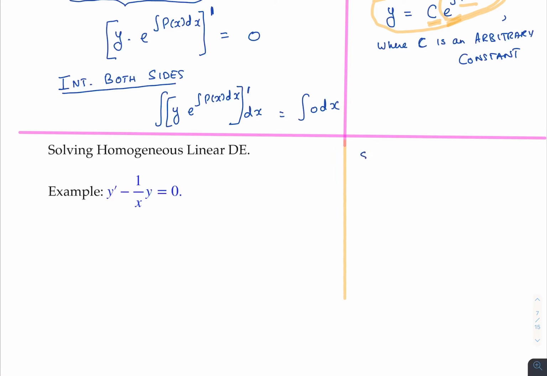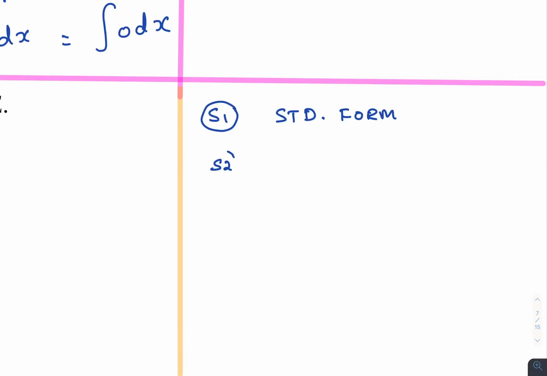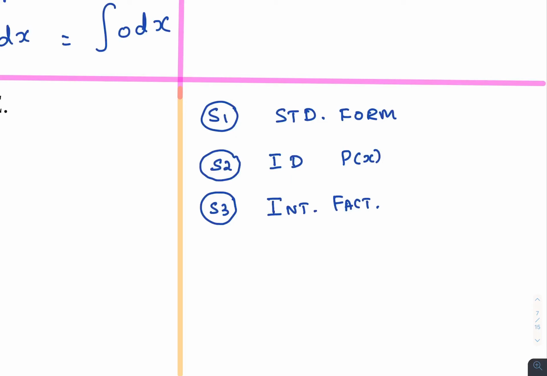Step number one, make sure to write the differential equation in the standard form. Step number two, identify your p of x. Step number three, find the integrating factor, which is: you first integrate p of x with respect to x, then raise it to the power e. Then the solution is as simple as this.